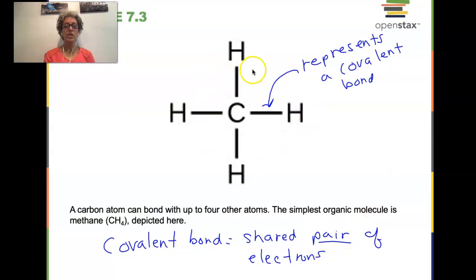Another representation of a molecule, this is methane. Carbon can bond with up to 4 other atoms because of the electrons in its outer shell. Carbon can bind with 4 other things. Hydrogen can make only one bond, and that single solid line represents a single covalent bond. Each covalent bond is that shared pair of electrons.